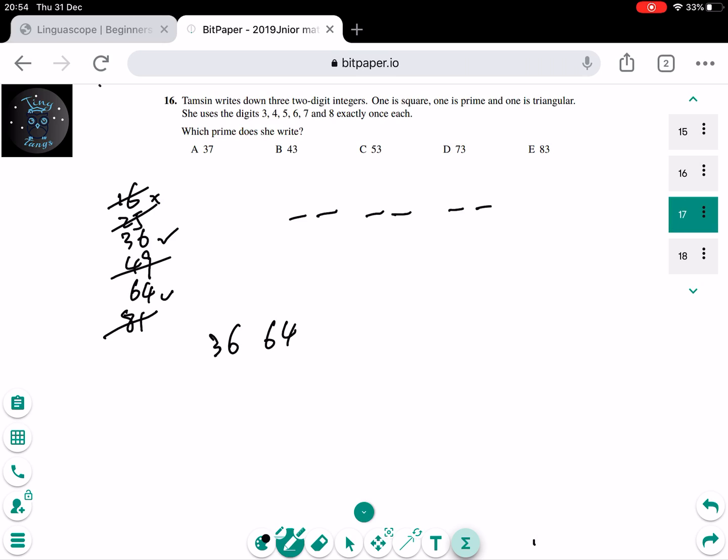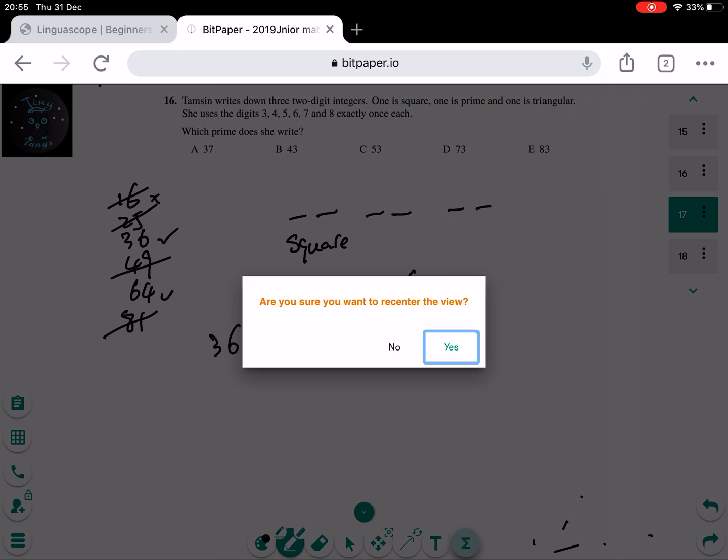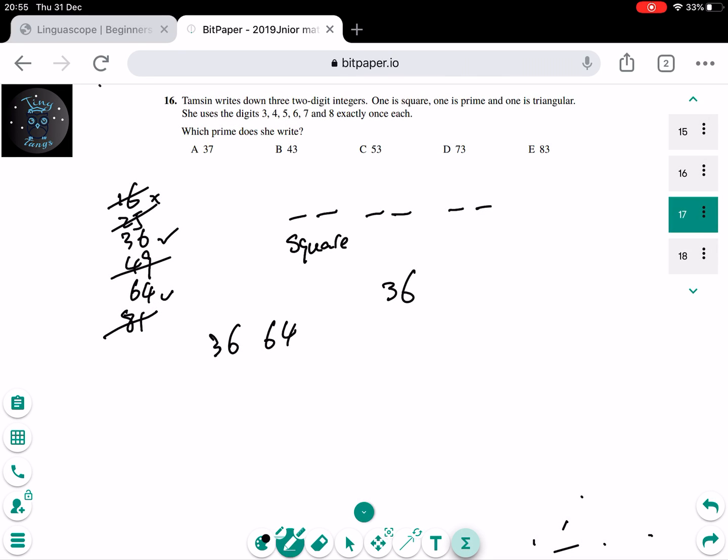And if we try 36 first. So for example, these two digits are square. Then if we did 36, and we look at the prime numbers, it wouldn't work, because if you look at the question, the options are 37 and 43, 53, 73 and 83, but these are all prime, but they all use 3, so 36 certainly won't work. So it has to be 64.